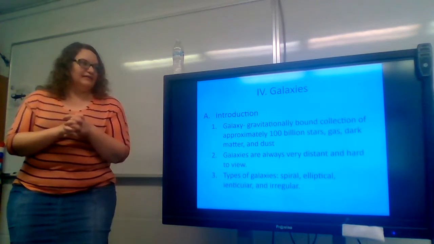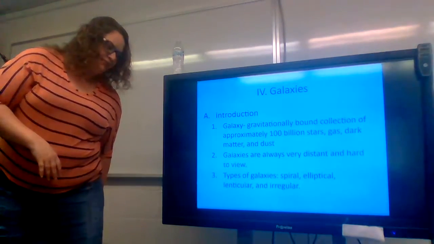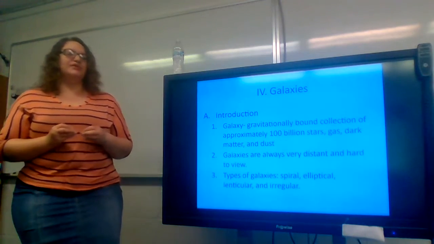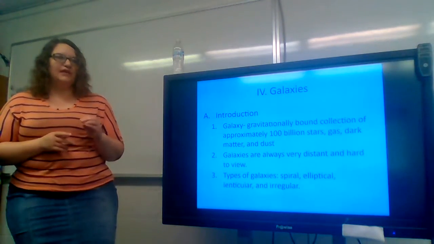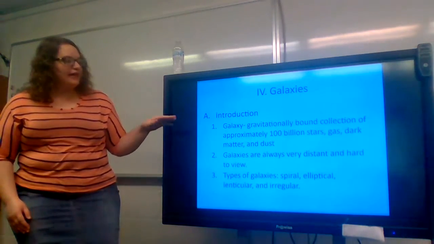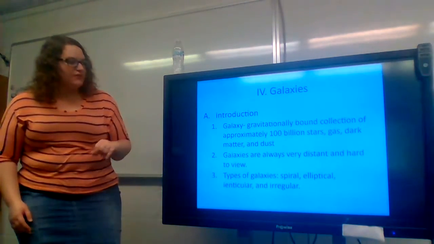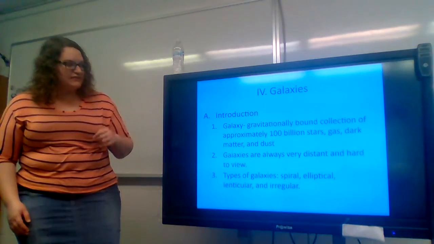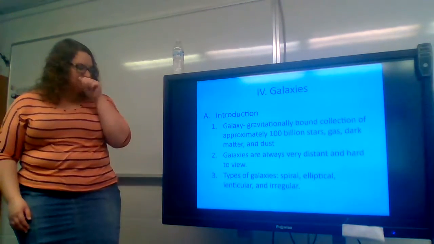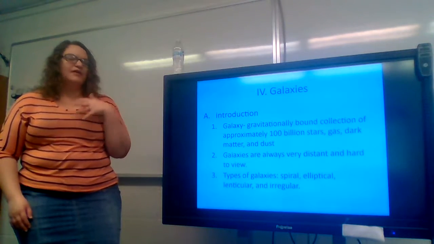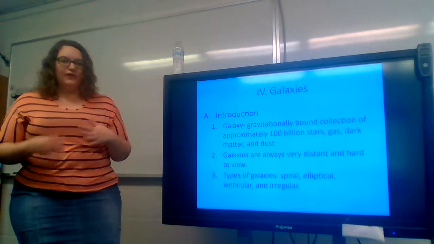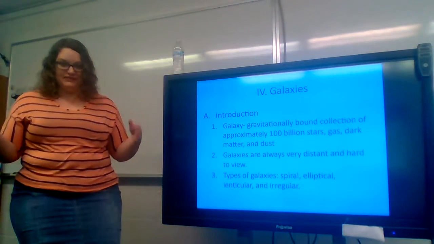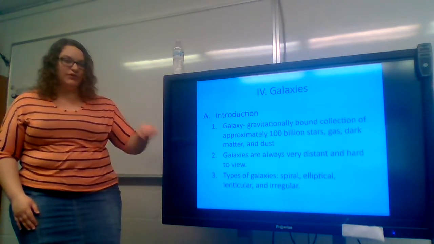So we're going to talk about galaxies this week. We're actually going to just look at galaxies in general this week. Next week we're going to look at specific galaxies. Anyway, a galaxy is a gravitationally bound collection of approximately 100 billion stars, gases, dark matter, and dust. Now, it's impossible to count every single star and every single thing that makes up a galaxy. Hence the word approximately.